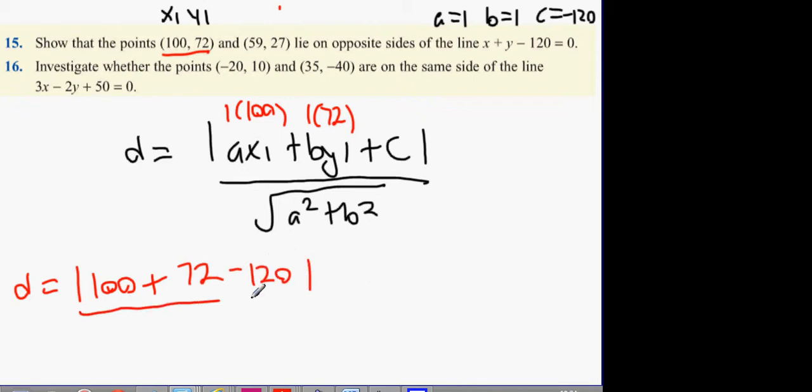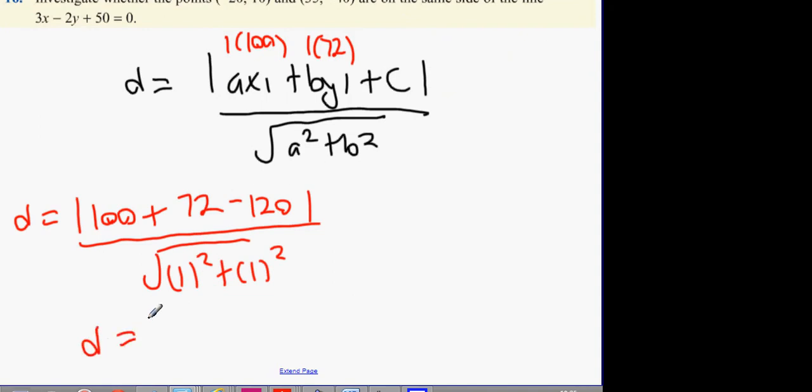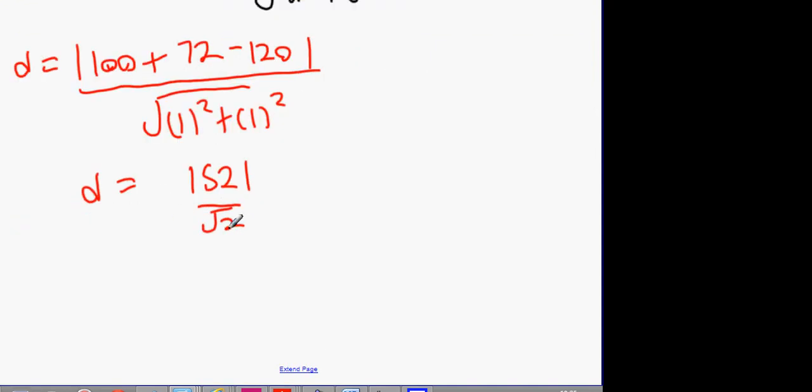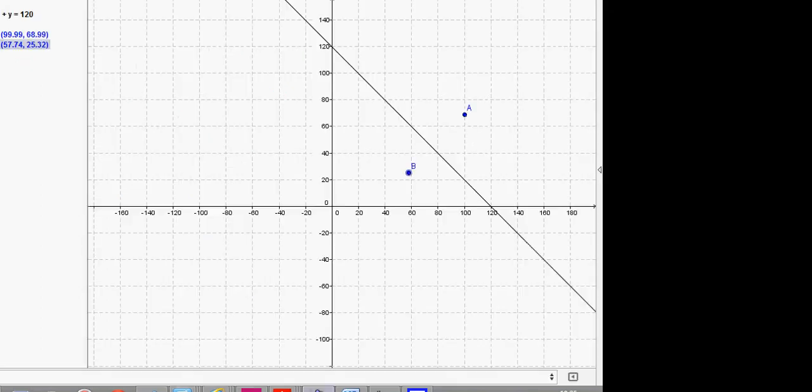Close it up. Then on the bottom we're going to get a squared plus b squared, which is going to be 1 squared plus 1 squared, right? Now, this one here is d. And what we get is 172 minus 120, which is 52 over root 2. Now just stop there. See the way it's positive? See the way it's positive 52? Okay? This point in question is above the line.